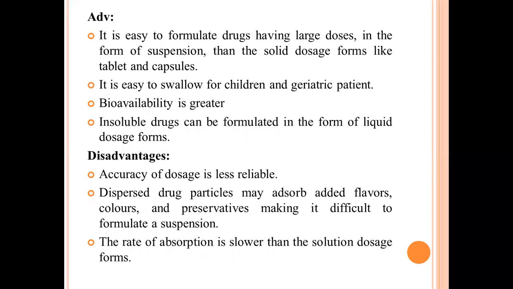So if the drug has a higher dose, for example 750 mg or 1000 mg, you cannot formulate those kinds of drugs having large doses in solid dosage forms like tablets and capsules. But as a suspension, it is a liquid dosage form, so you can easily add your drug into the liquid dosage form, even if it has a higher or large dose.